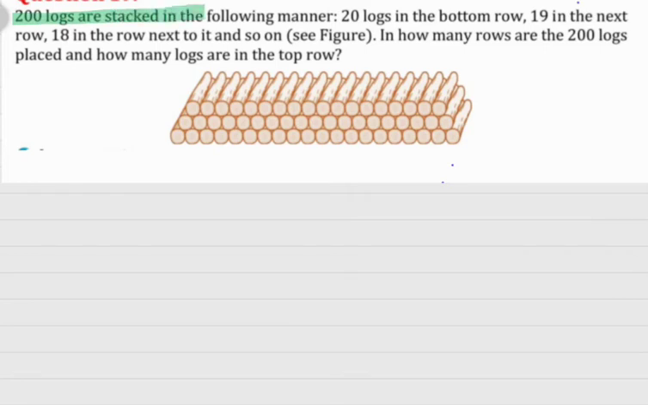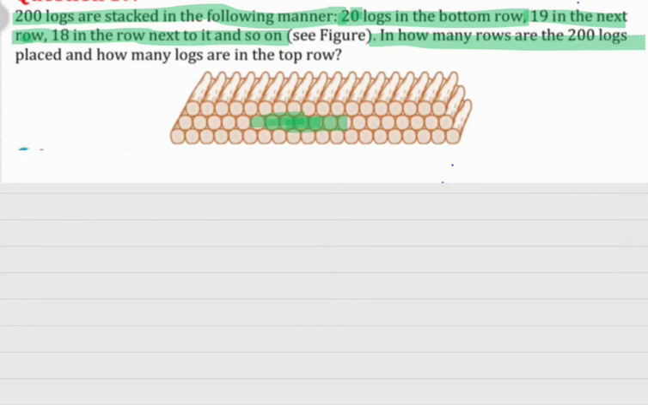200 logs are stacked. Stacked means brought together, and in the following manner: 20 logs in the bottom row, 19 in the next row, 18 in the row next to it, and so on. You can see the figure. This is the figure. Okay. In how many rows are 200 logs placed, and how many logs are in the top row?